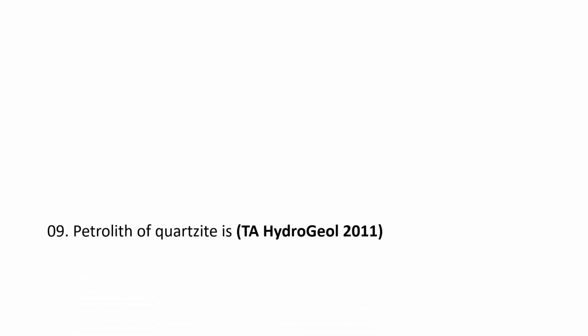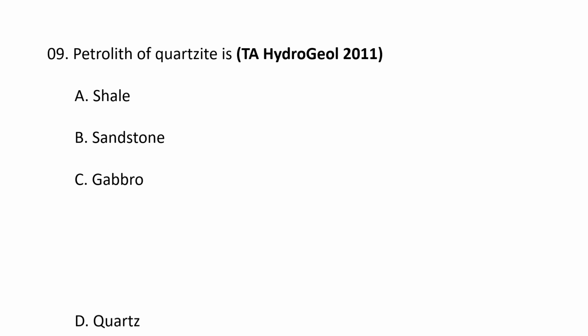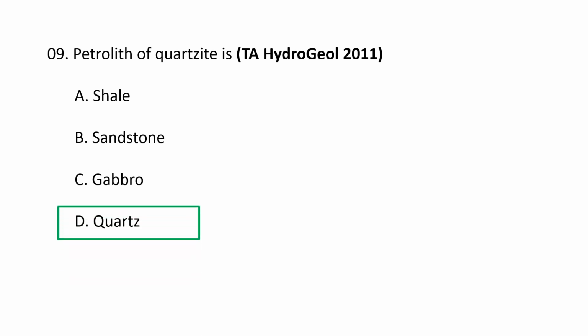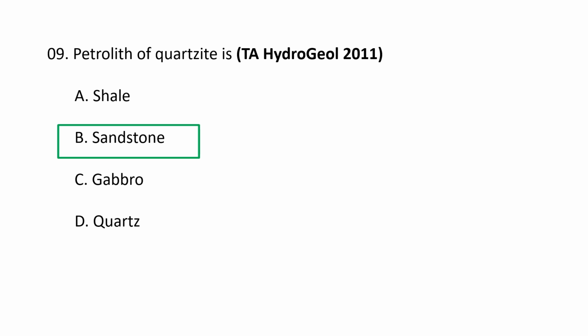Next question. Protolith of quartzite is A. Shale, B. Sandstone, C. Gabbro, D. Quartz. Protolith of quartzite is sandstone. This protolith is a type of sedimentary rock which is made from cementation of small grains of sand.